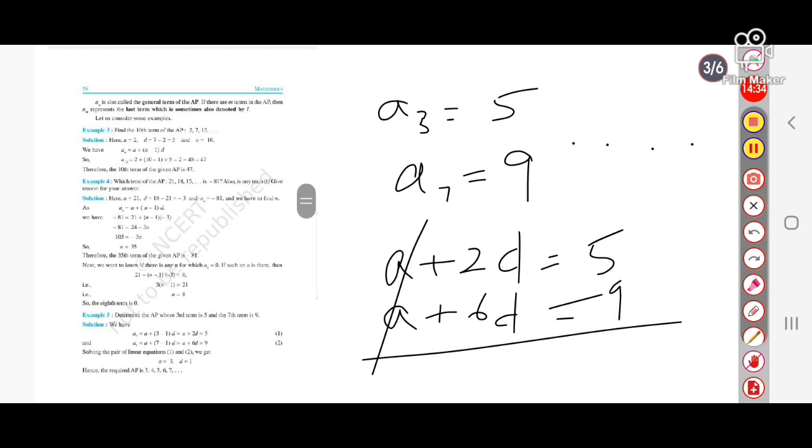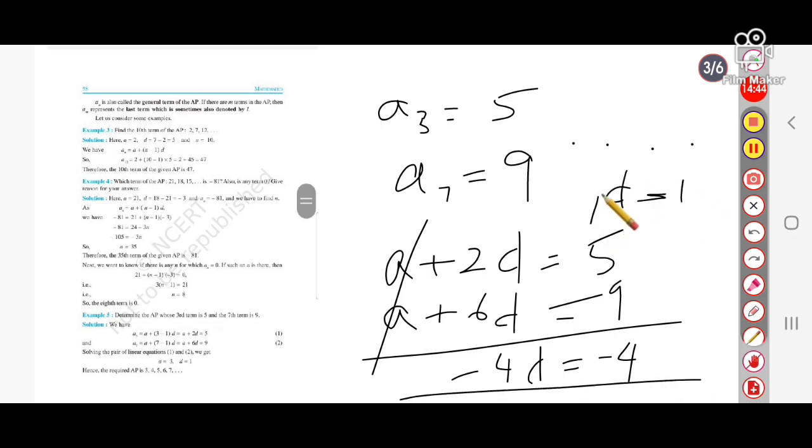Elimination method, if you do that, you get minus 4d equal to minus 4. So the d value is 1. Substitute this in the equation, you get a plus 2 equal to 5, therefore a equal to 3.